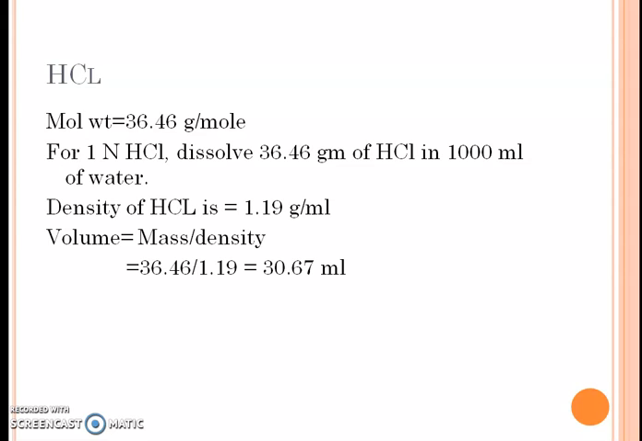HCl, its molecular weight is 36.46 gram per mole. It is dense, so for 1 normal we need to dissolve 36.46 gram of HCl. But HCl is measured in ml, so we need to convert the gram into volume. So volume is equal to mass divided by density. So the volume of HCl comes out to be 30.67 ml.